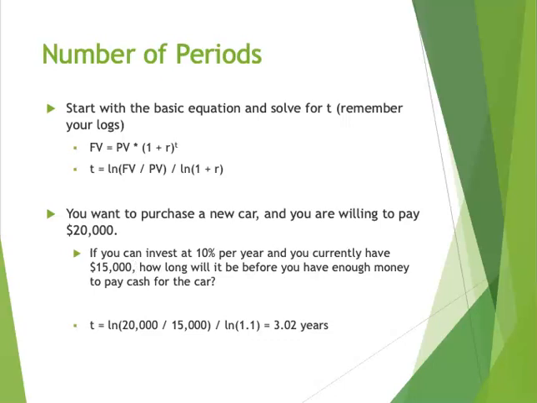So it's ln of 20,000 divided by 15,000, divided by ln of 1 plus r, so 1.1, because it's a 10% interest rate, which gives us 3.02 years. So if we were to invest $15,000 at a 10% interest rate for 3.02 years, that would give us $20,000 at the end of 3.02 years. And you can also reverse engineer it, or do a cross check, basically applying this formula, present value times 1 plus r to the power t, to see if you are getting the same future value or not.